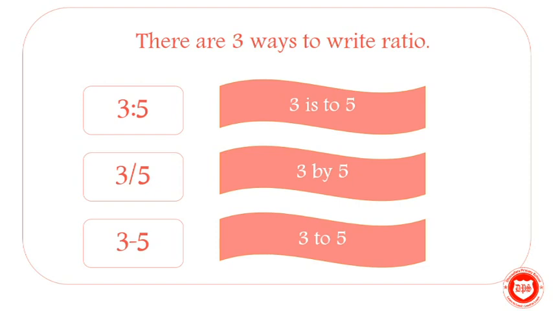There are 3 ways to write a ratio. One way is 3:5, which we call 3 is to 5. For the second one, 3/5, what do we call this? 3 by 5. And the last one, 3 to 5. Again, say 3 to 5. So these are the three ways that we can write ratios.